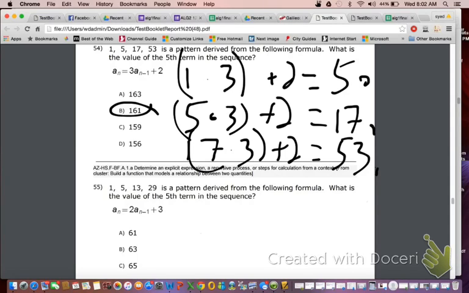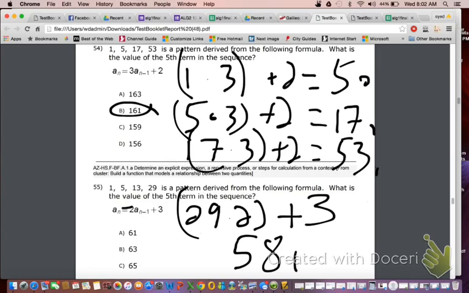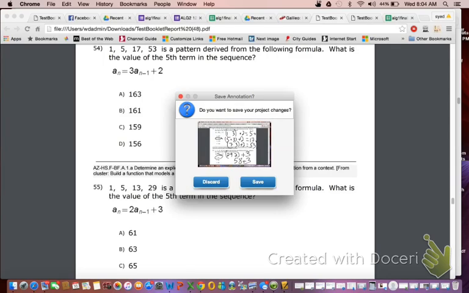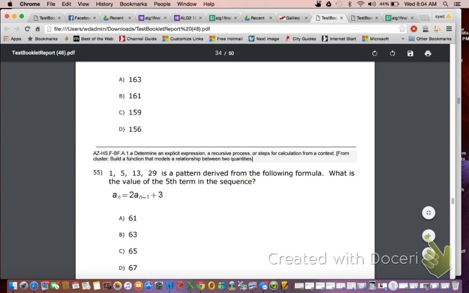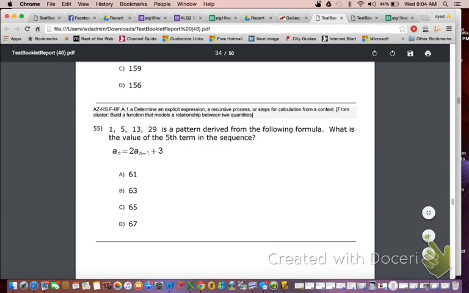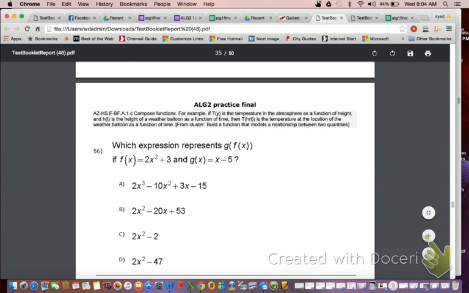Okay, so this is another, again, very similar. It's saying you take the term before it, multiply it by 2, and add 3. Times 2 plus 3, times 2 plus 3, times 2 plus 3. So I get 58 plus 3, 61. Okay. So look, this is saying to find any term, you take 2 times the number before it plus 3. That's what it's saying. Okay, I'm going to stop here.